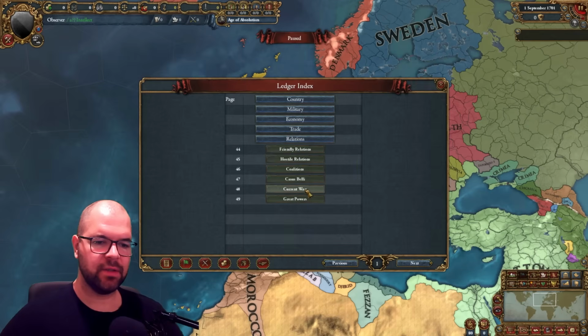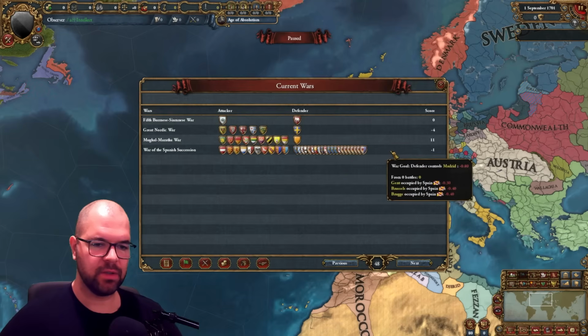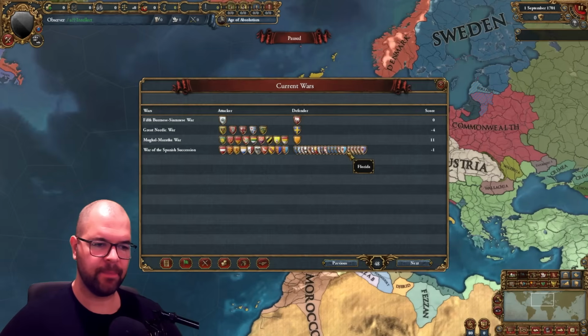If we take a look at the ledger, relations, current wars, we can see which countries are waging war for the Spanish succession. So it's Austria, England, Scotland, the Netherlands, Connecticut, Prussia, Hanover, Lorraine, Newfoundland, and the 13 colonies against France, Bavaria, Cologne, Spain, Portugal, Gilva, Mutapa, Malindi. Here we have Savoy, French colonial nations, Portuguese colonial nations, and Spanish colonial nations.